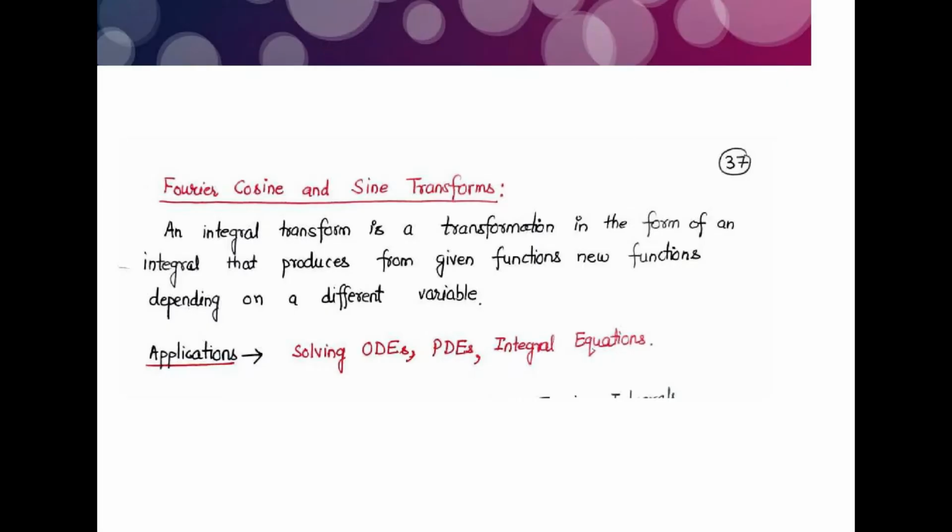An integral transform is a transformation in the form of an integral that produces from given functions some other new functions which depend on a different variable. As in the Laplace transform, we have a function f of t. We integrate that function, multiplied by an exponential, and we get a new function which is a function of the variable s. Something like this we have in the Fourier cosine and sine transforms. It has applications in solving ordinary differential equations, partial differential equations, and other integral equations.